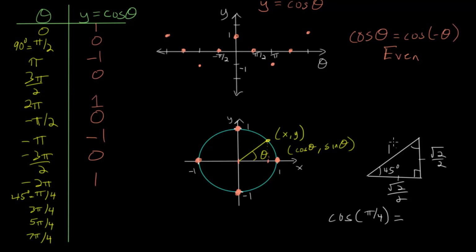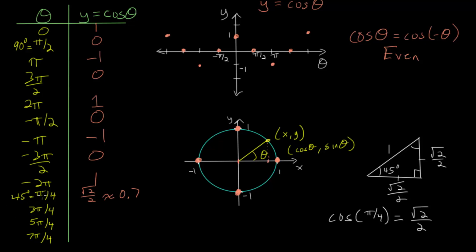So when we find the cosine of this angle, which is pi over 4 radians, the cosine is the adjacent divided by the hypotenuse, but the hypotenuse is 1, meaning that this would just be root 2 over 2. And the square root of 2 over 2 is approximately 0.7 if we round to the tenths place.